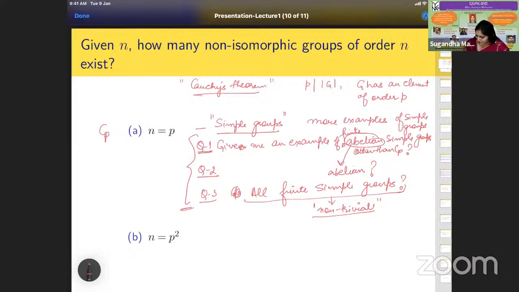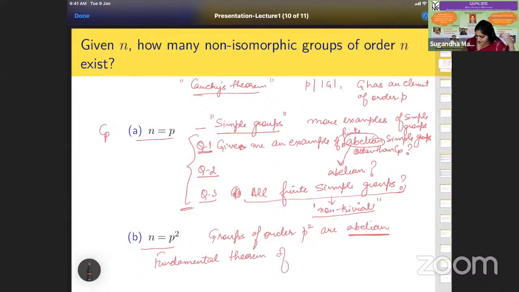With that, I'll move on to what we were doing: n equals p squared. Suppose you have a group whose order is p squared. You must be aware of this result, but I'll recall: groups of order p squared are abelian. If you haven't seen this result, you must work out the proof of it. It's an elementary proof, but you should be aware. And if a group is abelian and you also know its order, which theorem comes to your rescue? Which theorem gives you all possibilities? That is the fundamental theorem of abelian groups.